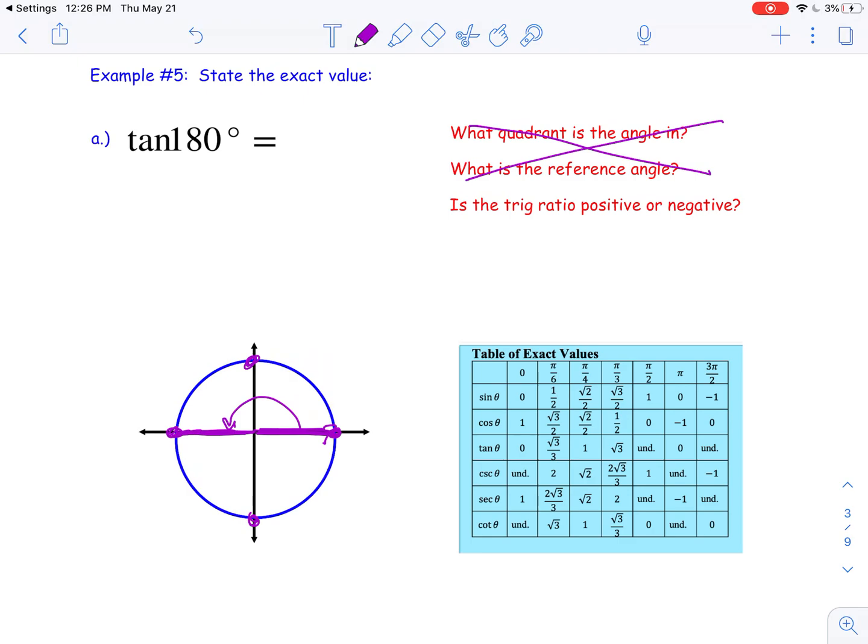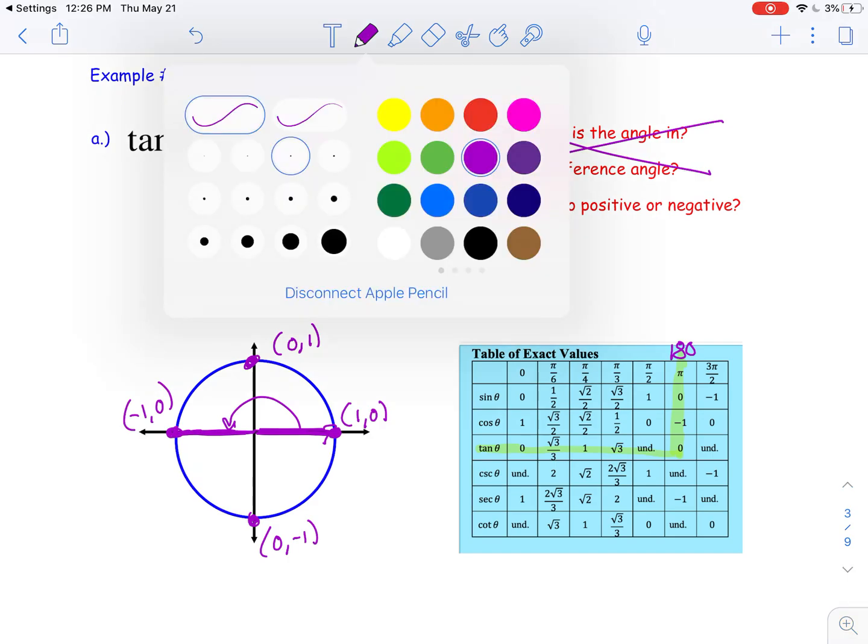What we want to look at is we have specific points when we deal with these. So tangent of 180. Let's look up here. Here's 180. Here's tangent. So tangent of 180 is equal to 0. We don't need a positive or a negative. The reason is that we have specific points that lie on this unit circle. This is the point 1, 0. This is the point 0, 1. This is the point negative 1, 0. And this is the point 0, negative 1. So this is my x and y.